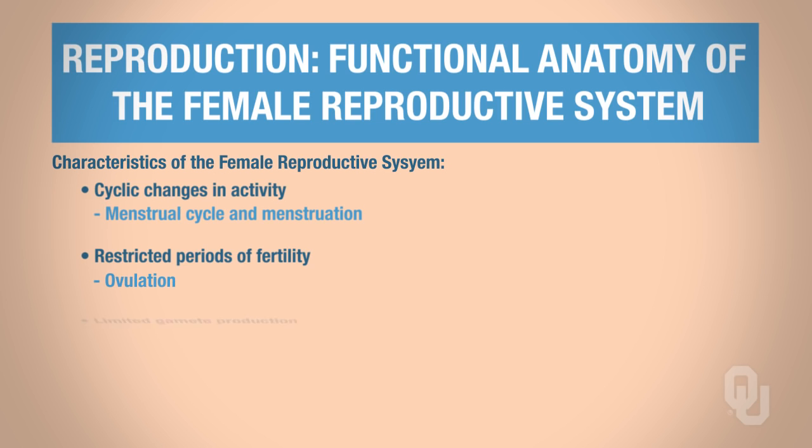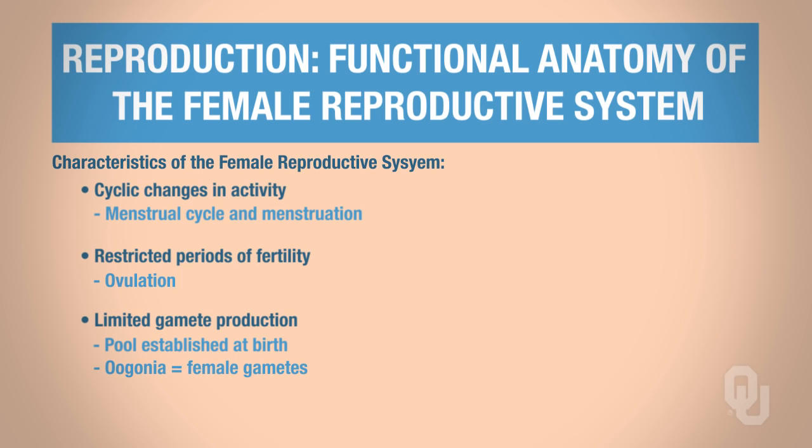And females have limited gamete production. In other words, females are born with a set number of oogonia. Oogonia, these are the female gametes. Females are born with a set number. All right, we don't make more oogonia throughout life. This is a pool that's established at birth, and that's all the oogonia females will ever have.